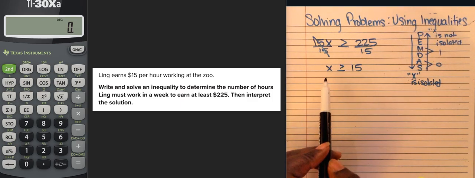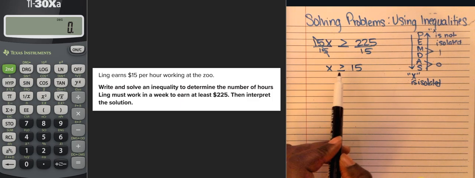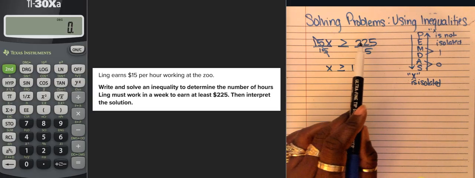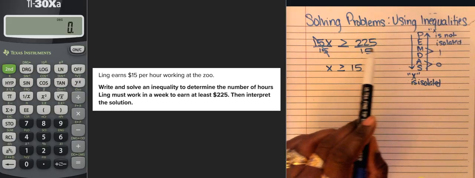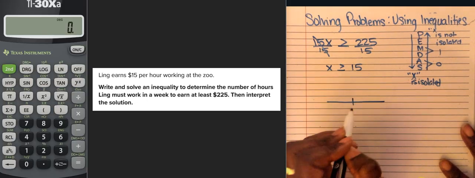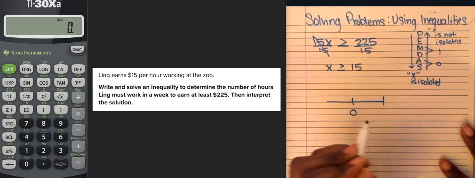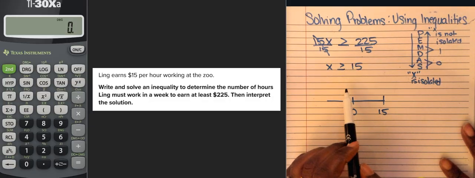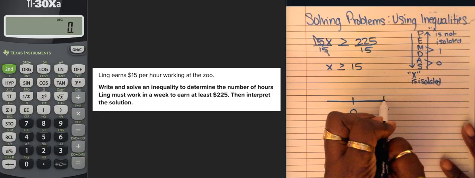So what this tells me is that the number of hours that she works has to be greater than or equal to 15 in order for her to make at least $225. So if we wanted to graph it, this is what it would look like for our solution set. So we're going to have 0 here. We'll have our 15 over here. And x is going to be greater than or equal to 15. So greater than or equal.